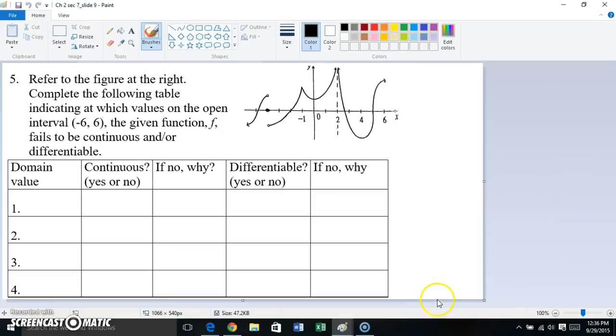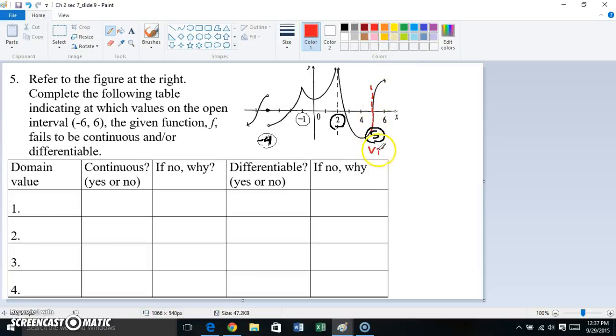Okay, last page. Refer to the figure at the right. Complete the following table indicating at which values on the open interval from -6 to 6 the given function f fails to be continuous and or differentiable. Okay, so let's just take a look at the key places: -4, -1, +2, and I'm going to say something happened at +5. Okay, what do you think's happening at +5?